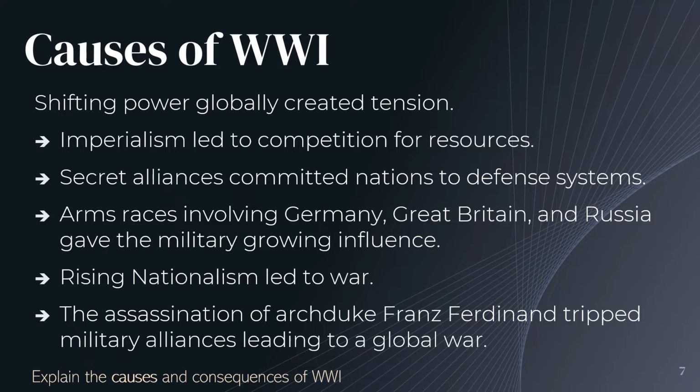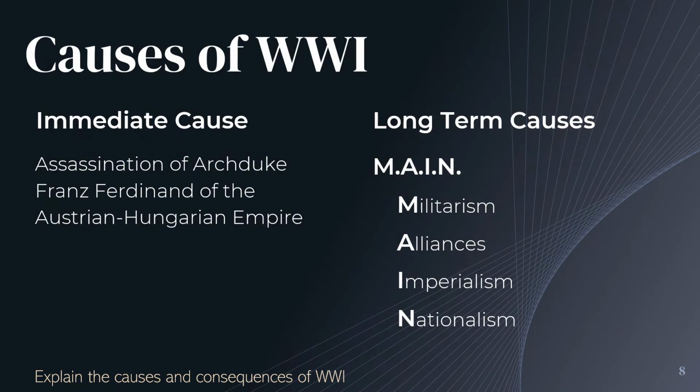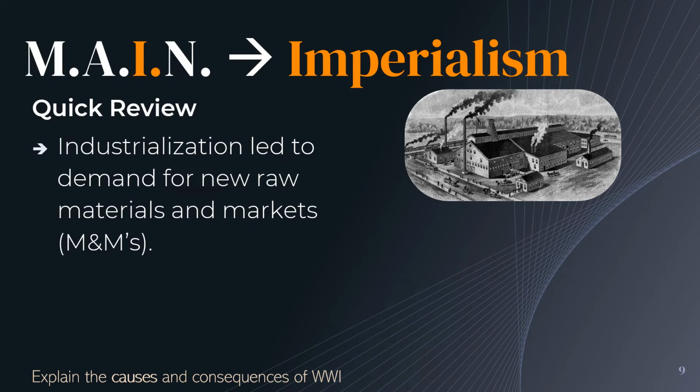So let's take a look at each of these factors and then how they come together. It's the synergy of the different factors. We break them apart, but they're actually all connected. So we refer to them as the main causes. MAIN are the long-term causes. The immediate cause is that assassination I just mentioned. So let's take a look at our long-term causes. And just a note, the long-term causes, we're not going through them in the order of the acronym. We're going to start with imperialism.